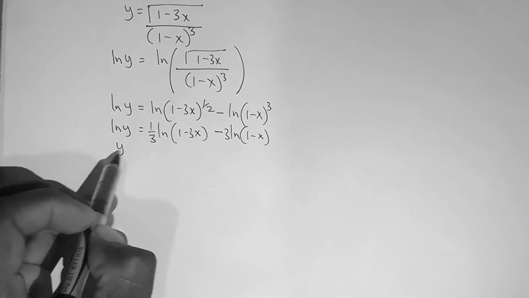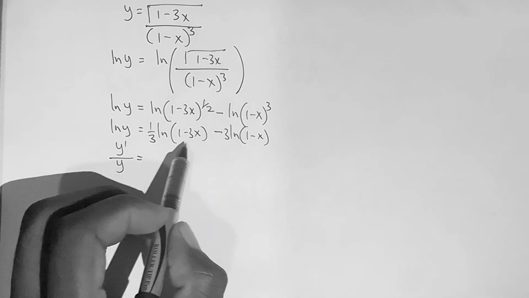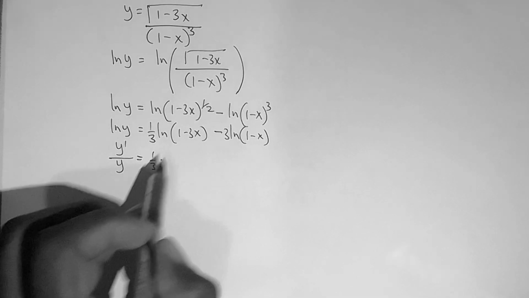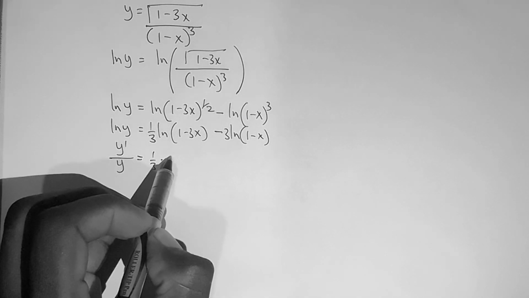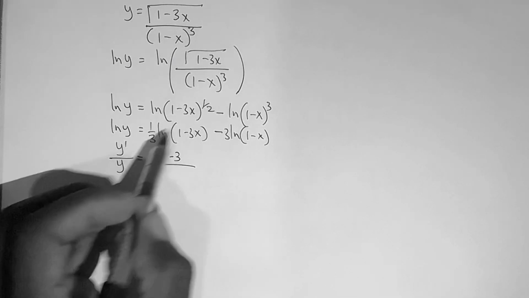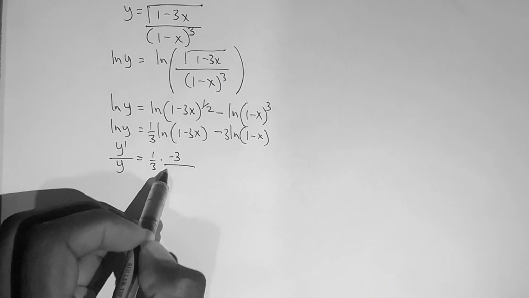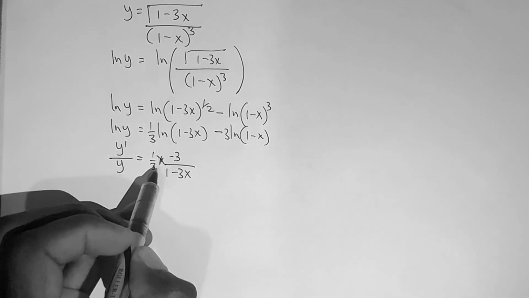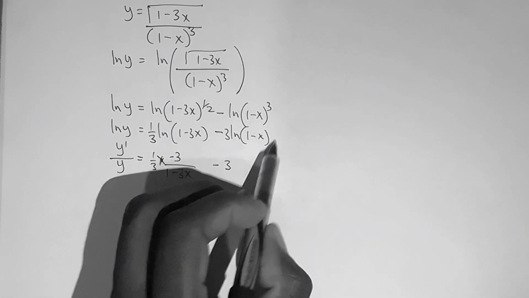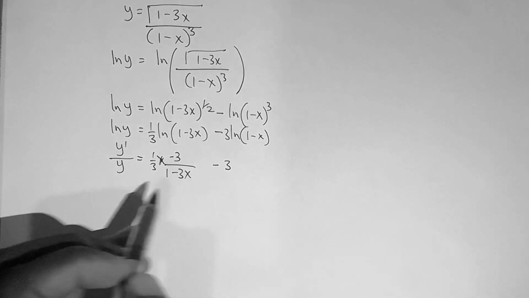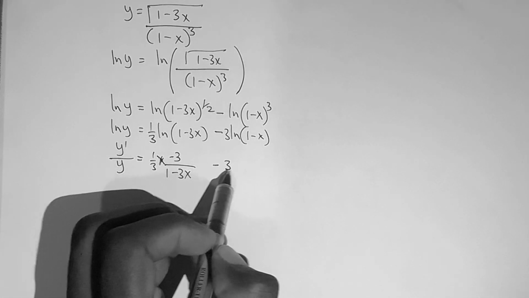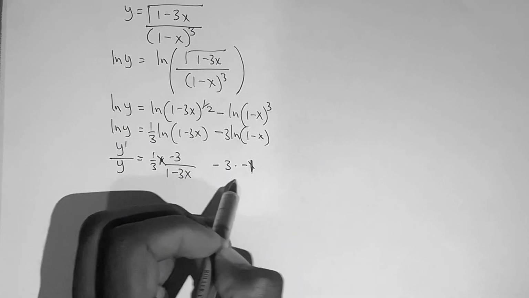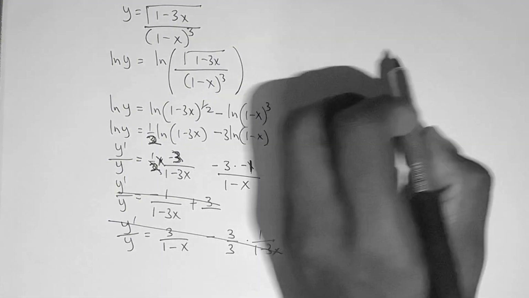So if you differentiate this, it becomes y prime over y equals. Now, if you differentiate this, it becomes 1 over 2 times, you differentiate what is inside. If you differentiate 1 minus 3x, you get minus 3, divided by 1 minus 3x, since you differentiate the whole thing. So this is a times. There's a times here. Then minus 3. If you differentiate 1 minus x, you will get minus 1, so times minus 1 divided by 1 minus x. So let's continue from this side.